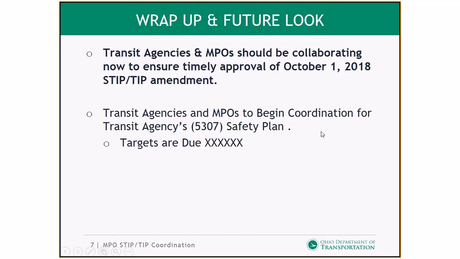The regs just came out. We haven't thoroughly read them, so I don't exactly know when the targets are due. But when the targets are due, the MPOs will again need to write up narratives about that performance management topic. Do we know the date? July 19, 2020, safety targets due for 5307 operators, correct? That's for the agency safety plan. That's agency, yeah. Okay, the targets may actually be sooner than that.